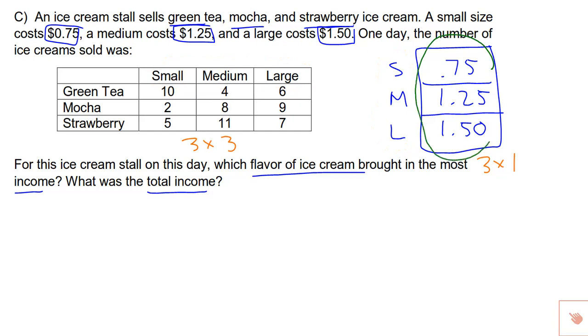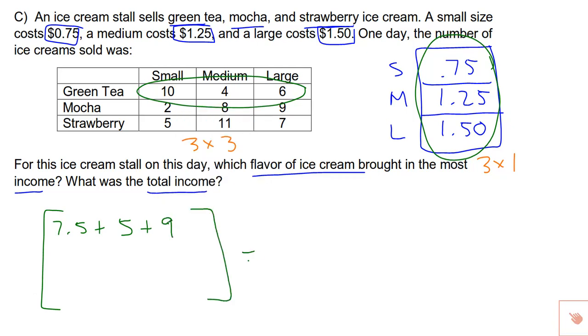So I'm going to take this column and multiply it by this row. So I have 10 times 0.75, which is 7.5. 4 times 1.25, which is 5. And 6 times 1.50, which is 9. Adding those all together, I get 21.5. We're going to repeat the process, but now with the second row.